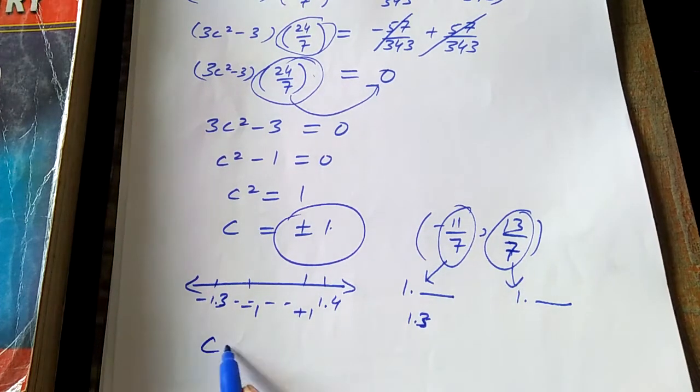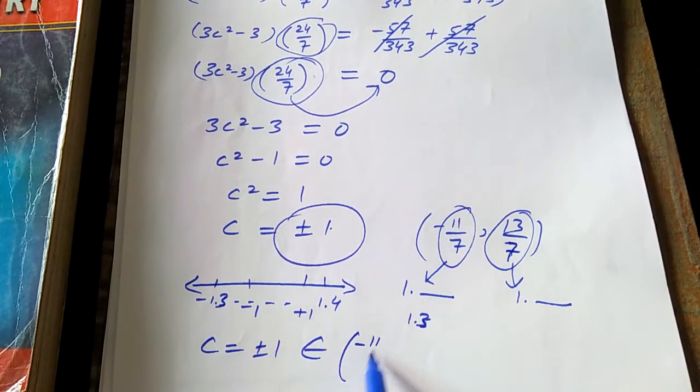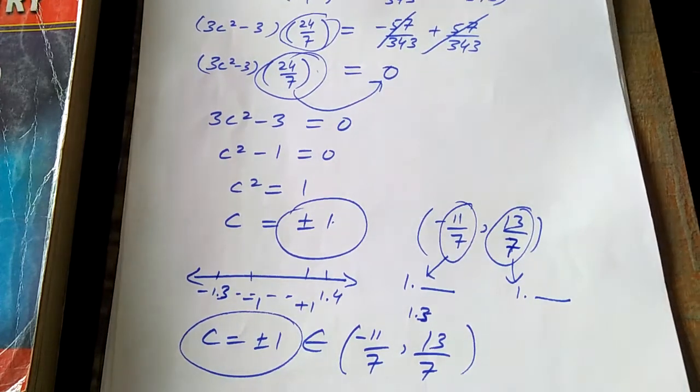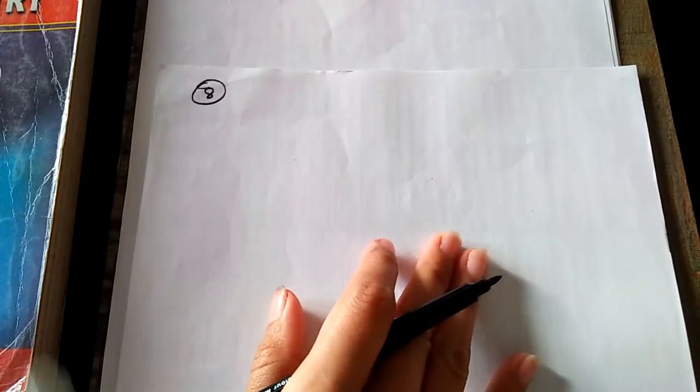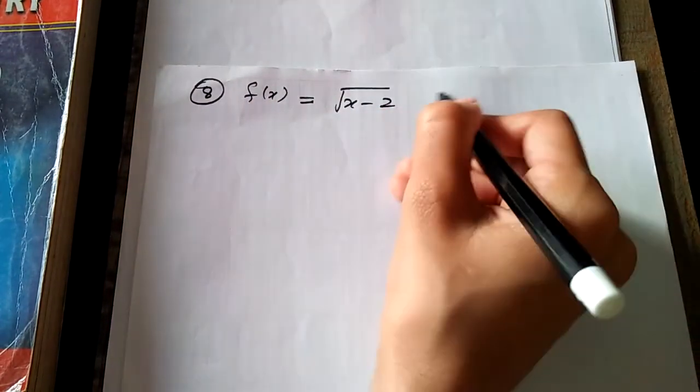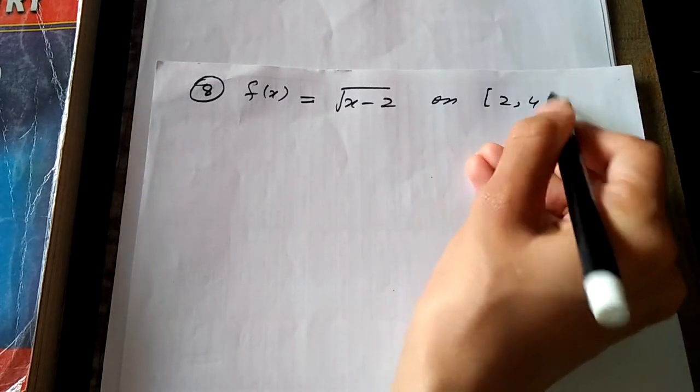So it means c equals plus minus 1 belongs to this open interval and it is a valid value of c. So now move on to the next question, that is question number 8. Question number 8 says f of x equals square root of x minus 2, on interval 2 to 4.